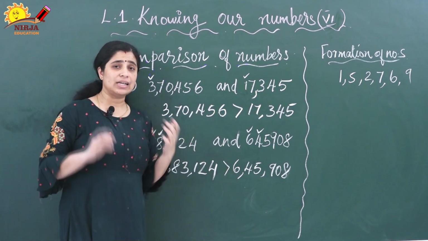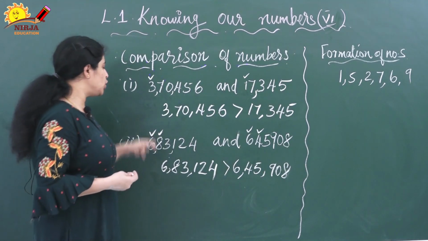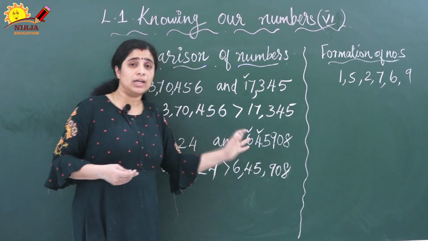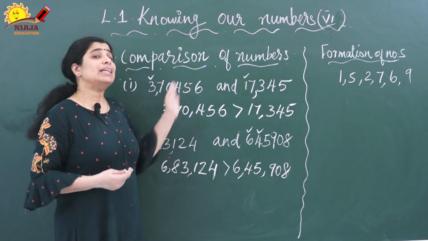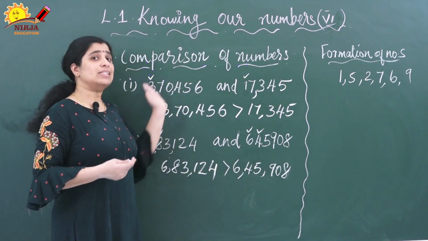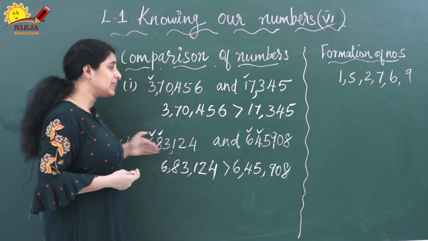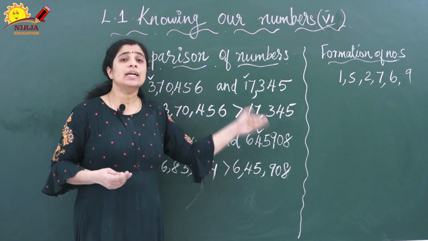Both the numbers are 6 digit numbers, so there will be confusion. That is why I told you, you have to find the number in the extreme left. If the numbers are the same, consider the next number. Again, if the numbers are the same, consider the next number. In this way you have to find which number is greater.